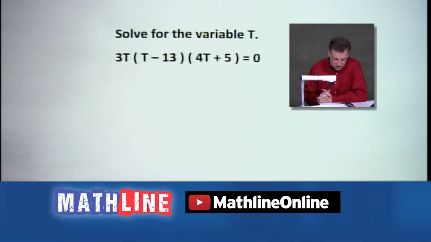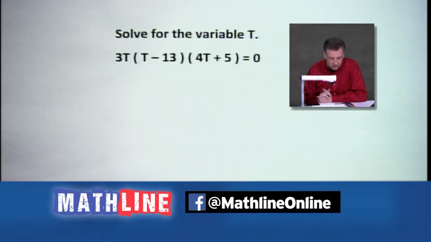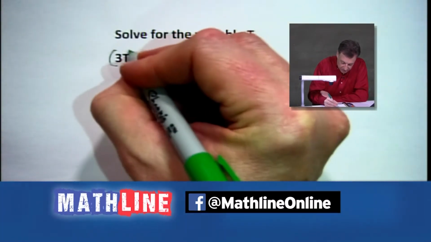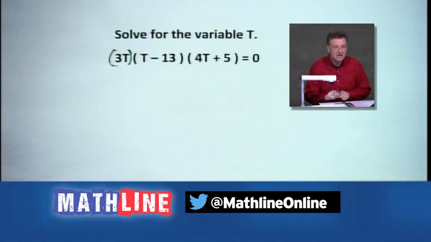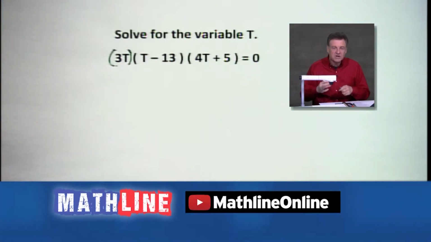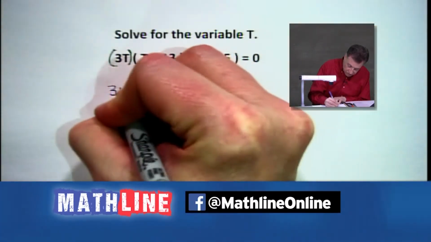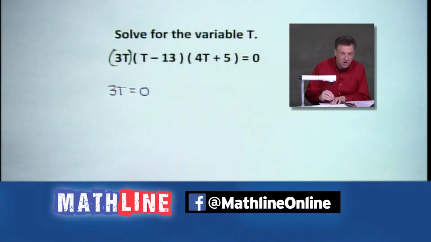A little practice. Let's take a look at this next one here, okay? We've got 3 options. You say, wait, Ernie, you put a 3 in front of the variable. That's okay. It's still a factor. You could pretend that we put a little parenthesis right around it. So let's see what we're going to do. We're going to pick up 1, 2, 3 factors. So 1, 2, 3 equations. So how about it? We're going to pick up 3t equal to 0.